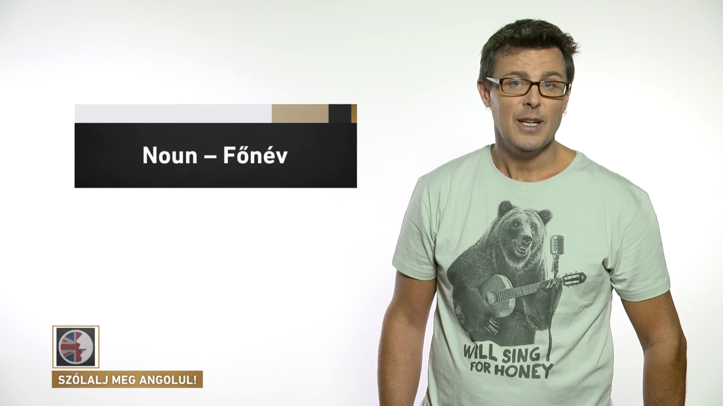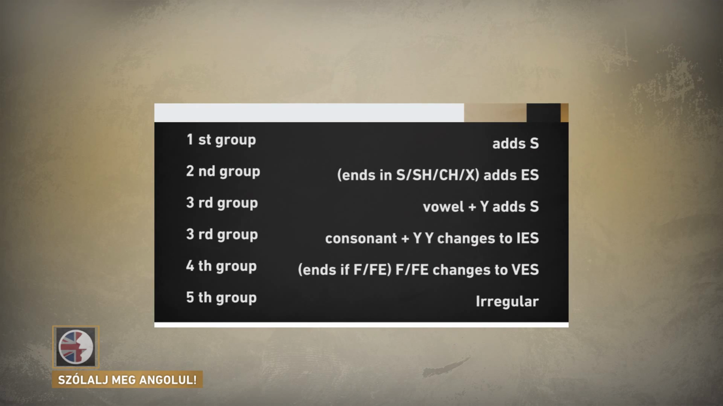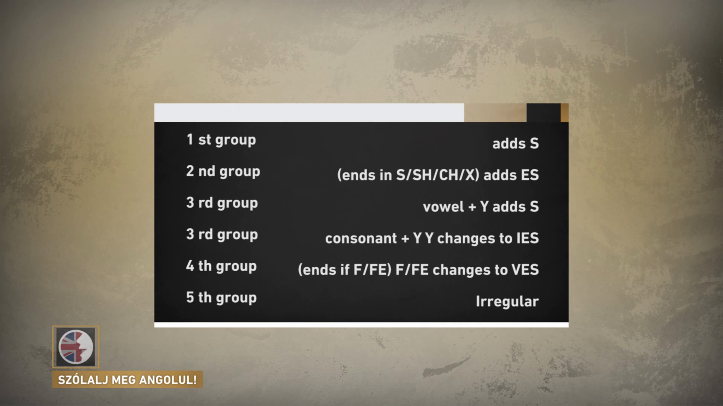We could be talking about a car or a house or a horse. Car is a noun. House is a noun. And horse is also a noun. Nouns can be singular and plural. With most nouns, we change from singular to plural by adding an S. Car becomes cars. House becomes houses. Horse becomes horses. There are 5 spelling groups we can learn for singular nouns becoming plural.